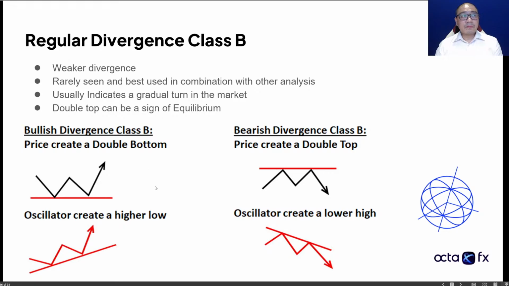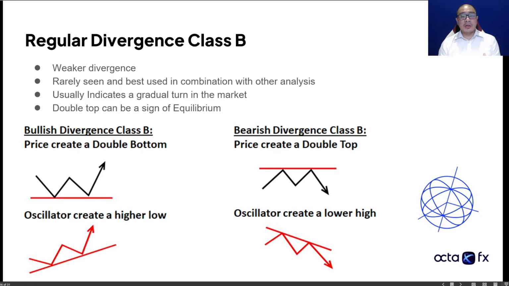So bullish divergence class B again has to happen in a downtrend. Price creates a double bottom and then the oscillator starts creating a higher low. For bearish divergence, if the market is in an uptrend, it starts topping out, like it starts creating a double top, and the oscillator starts going down. That's your cue for a potential class B.